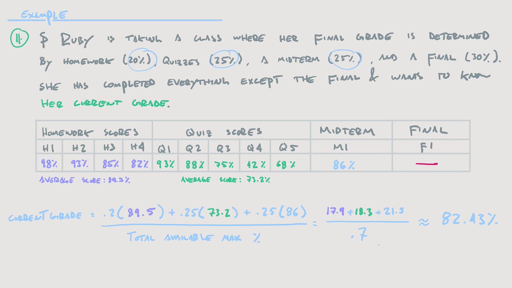And if you do that, you get currently, like if Ruby were to go look at her current grade, she'd see that she has a B-, 82.43%. She could earn up to an 87. Right now she's got an 82.43. And the final is really going to determine whether her grade improves or dips below that percentage. So that's actually it for this one.